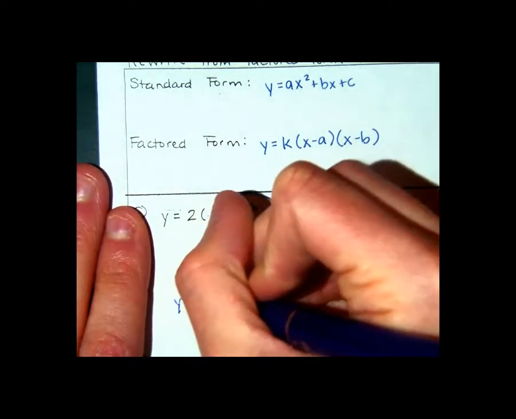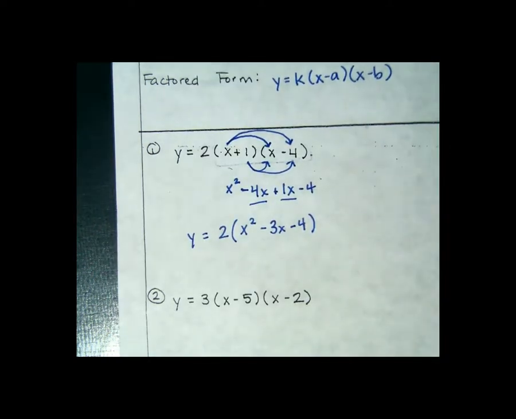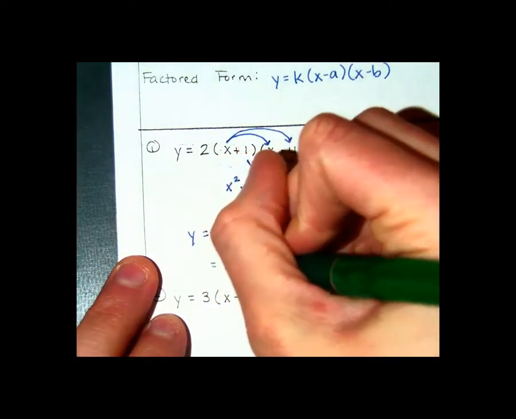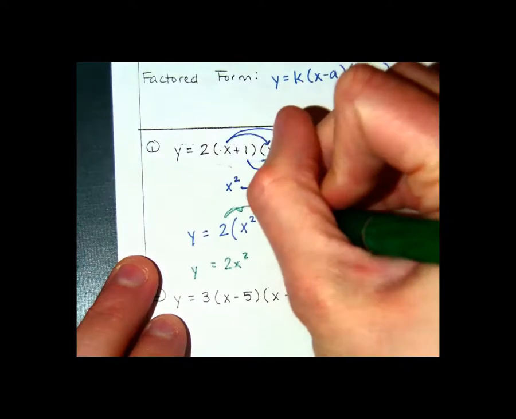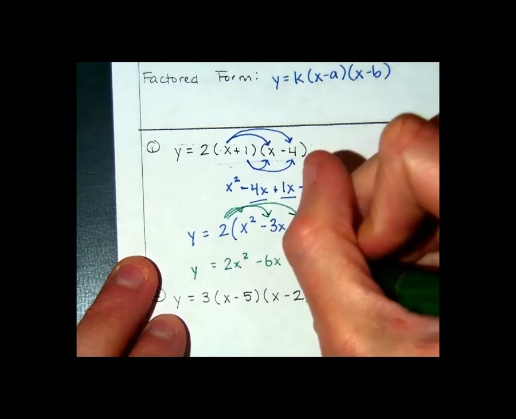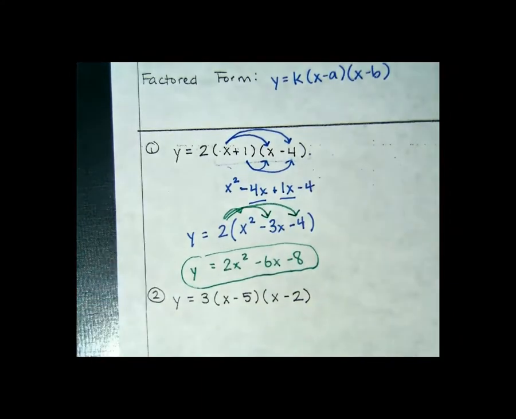We got to bring that down. I now need to distribute the 2 to everything. Make sure it gets distributed to every single piece. What is 2 times x squared? 2 times negative 3x. And 2 times negative 4. That is the answer. That is standard form. Here's my factor form. Here's my standard form.